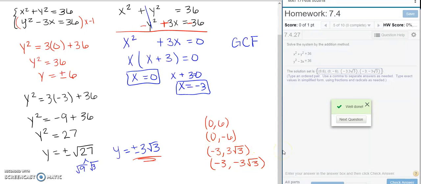So when we type them in, we end up with 4 ordered pairs total. So this is probably some kind of circle with the parabola going through it like this, where it crosses in 4 points. Okay?